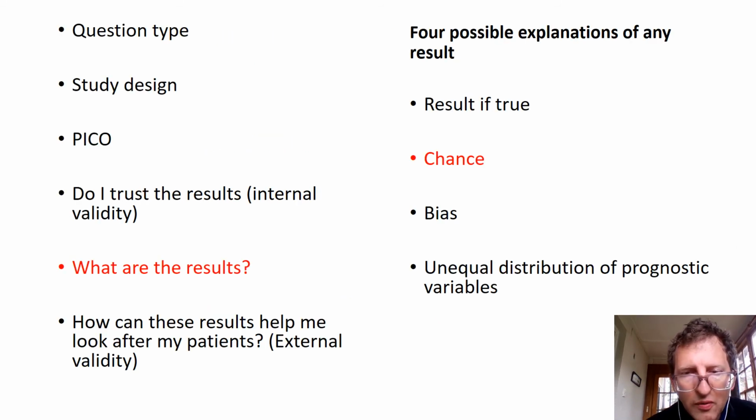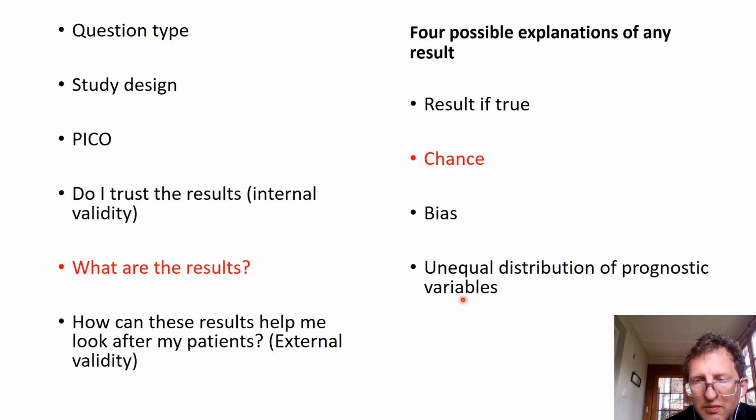We then went to results. Again, it's one that you can lose people with. So the first concept I put out there is that by the time you get to results, having done the internal validity, you should have an idea of what biases there are and what unequal distribution of prognostic variables there are in the study, if any.